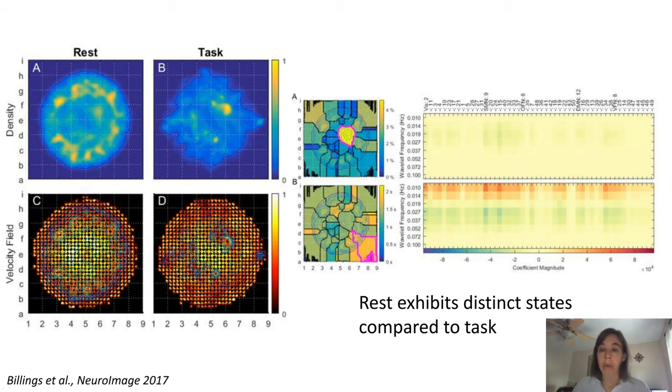Shown next to it at the far right is the wavelet coefficient as a function of frequency, so the wavelet decomposition for that particular state. You see that for the state at the top, we have a little bit of lower than average power in some of the low frequencies, whereas for the state at the bottom, we have high power in the very low frequencies and low power in the higher frequencies. So we can see distinct patterns across these states.